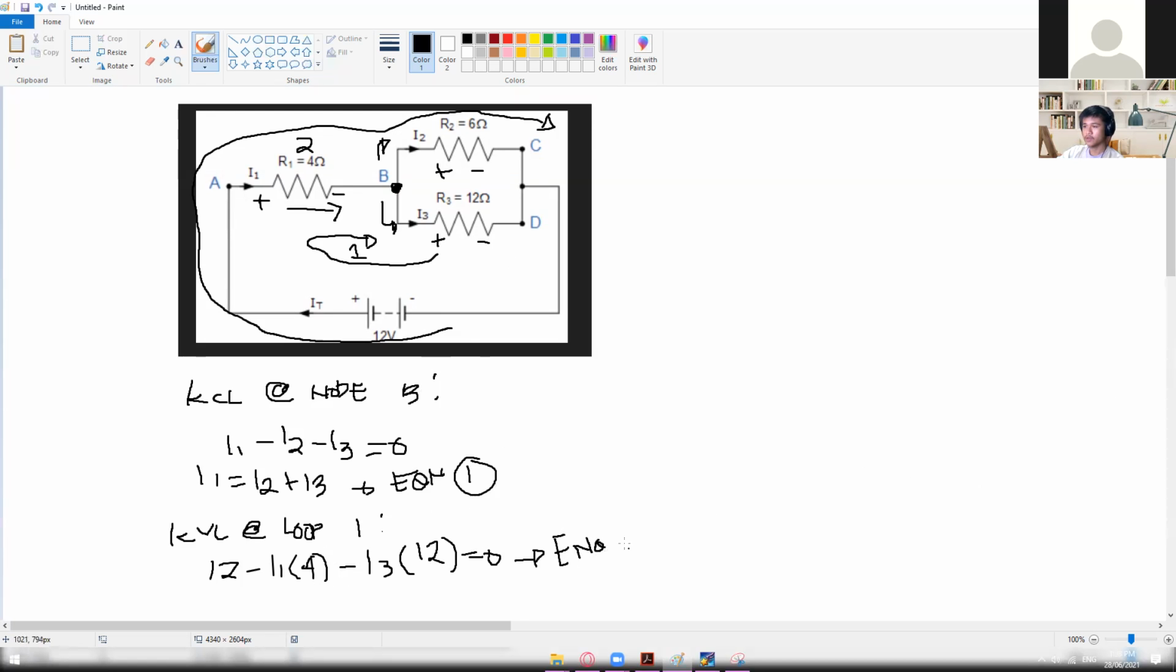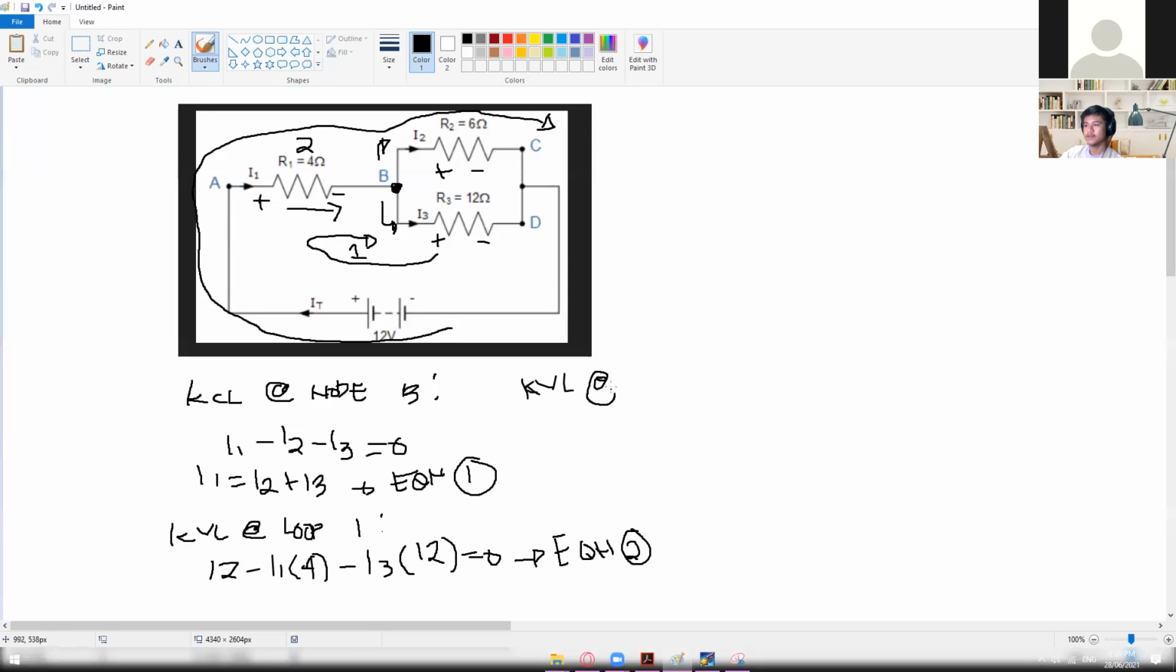Equation number 2. So did you guys get how we did equation number 2? Are we clear so far? This is just the KVL at loop number 1. But how about the KVL at loop number 2?